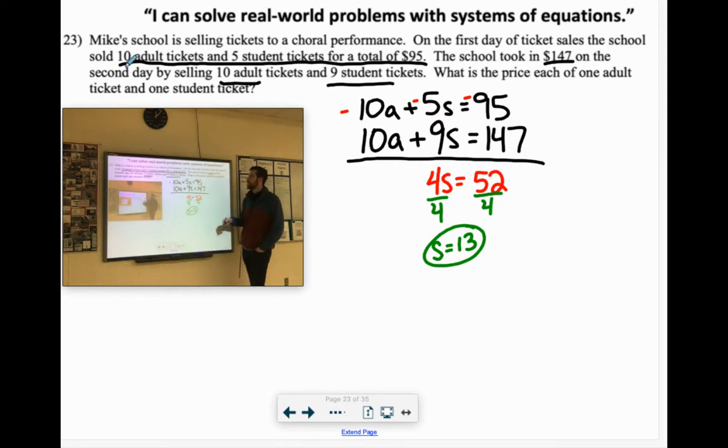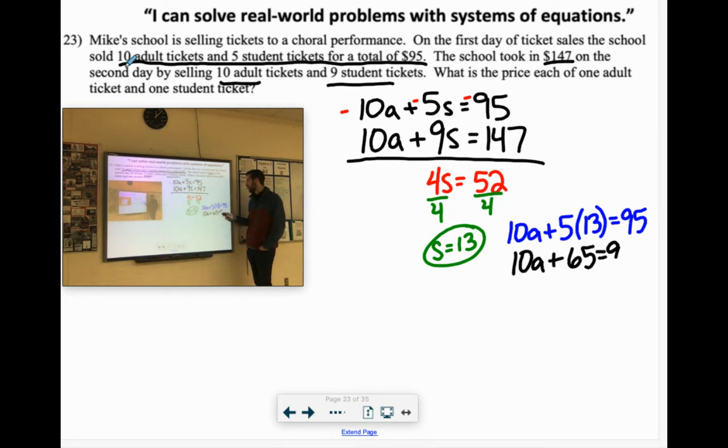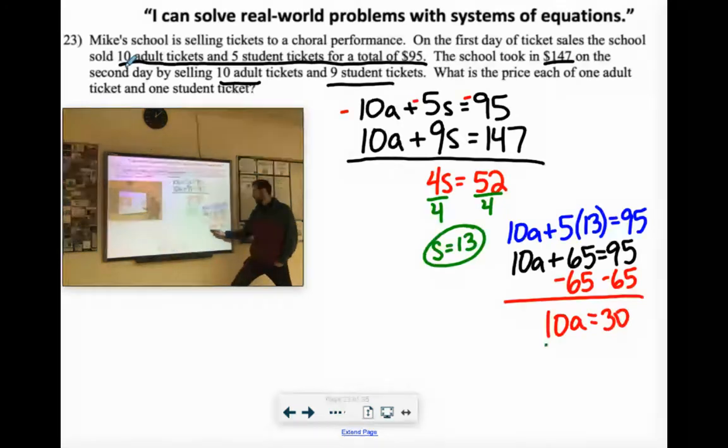So let's say I put it into the original first equation. 10A plus 5S, S is 13, equals 95. Now 5 times 13 would be 65. 10A plus 65 equals 95. We'll go ahead and subtract the 65. Minus 65, minus 65. 95 minus 65 is 30. 10A is 30. We'll divide it by 10. 30 divided by 10 is 3.